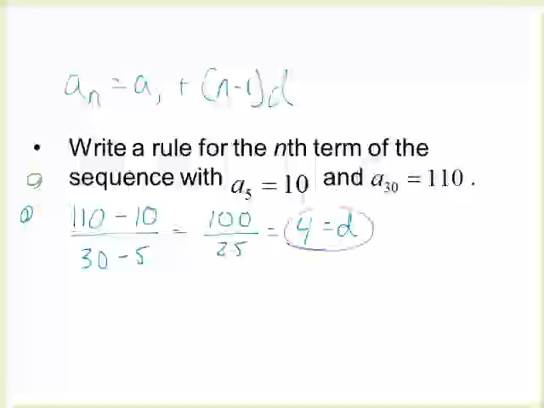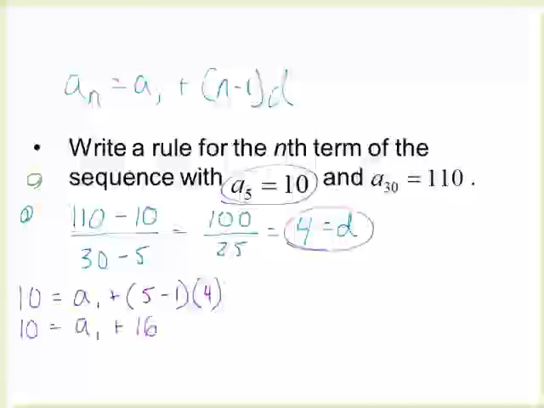Then we take that common difference and either one of the two values, I like smaller numbers, but it doesn't matter, and plug it into our formula. So the term is 10. We don't know the first term. The place in line is 5 minus 1 times the difference we just found, which is 4. That multiplication gives 16. Subtract that out gives us a starting term of -6.